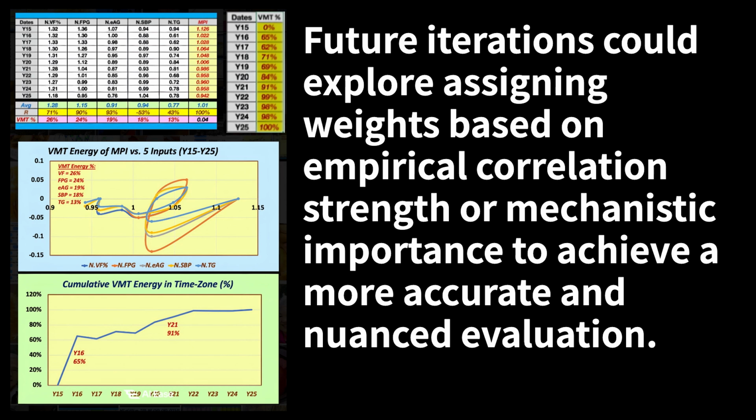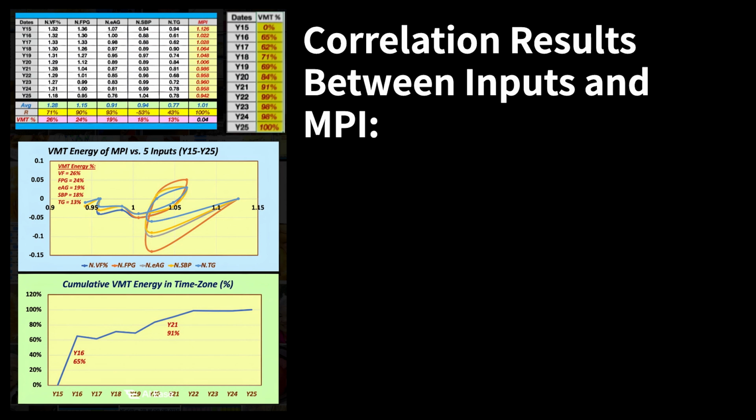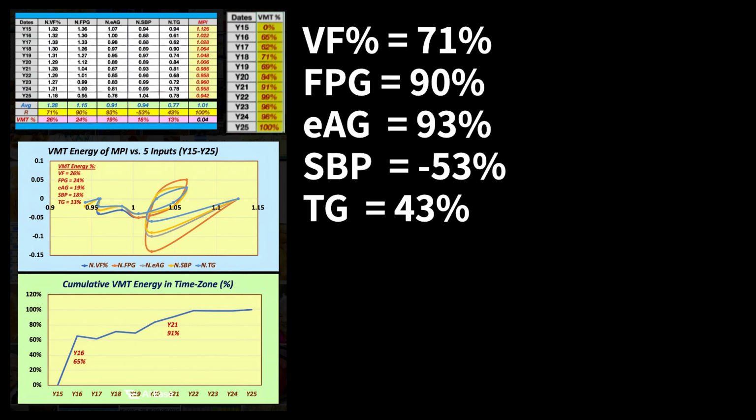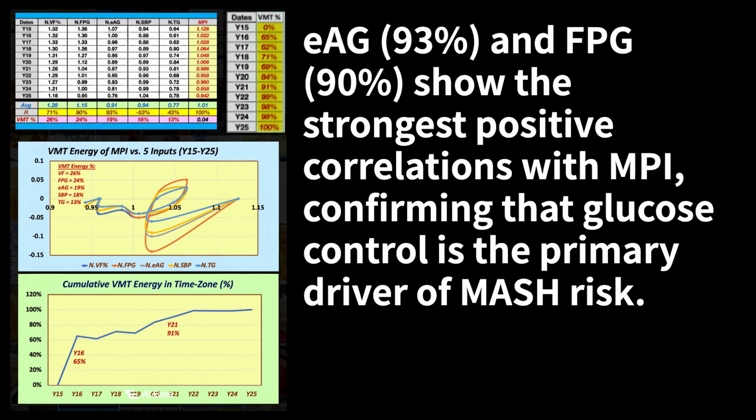Strength or mechanistic importance. To achieve a more accurate and nuanced evaluation, correlation results between inputs and MPI: VF% is 71%, FPG is 90%, E at G is 93%, SBP is -53%, TG is 43%. Observations: E at G, 93%, and FPG, 90%, show the strongest positive correlations with MPI, confirming that glucose control is the primary driver of MASH risk.